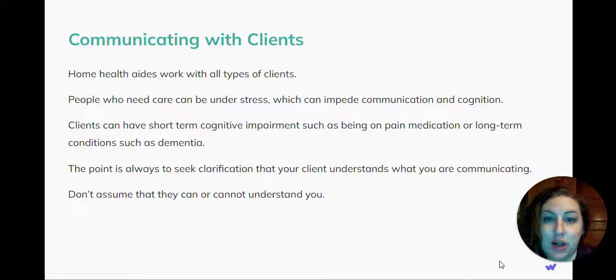Home health aides work with all types of clients. People who need care can be under stress, which can impede communication and cognition. Clients can have short-term cognitive impairment, such as being on pain medication, or long-term conditions such as dementia. The point is always to seek clarification that your client understands what you are communicating. Don't assume that they can or can't understand you. Many times clients with dementia will answer everything with yes, and it's one way that they are able to sneak by and hide the fact that they're having memory issues.